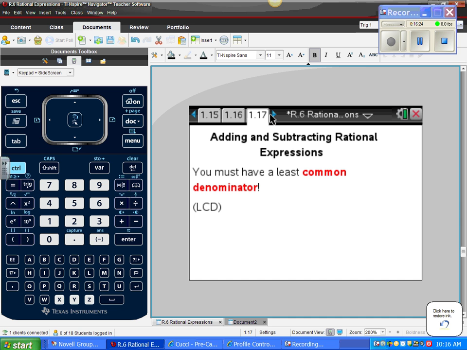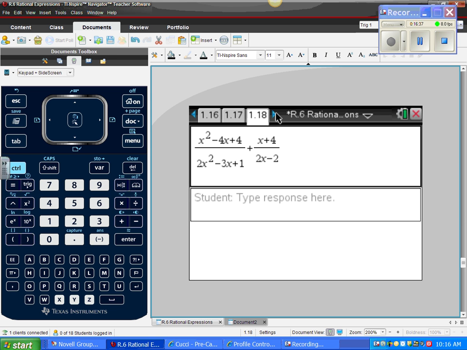Adding and subtracting rational expressions. All right, so very important. When you add and subtract fractions, you have got to have a common denominator. You do not need one for multiplying, dividing. You absolutely need one for adding and subtracting. So let's look at the first one.